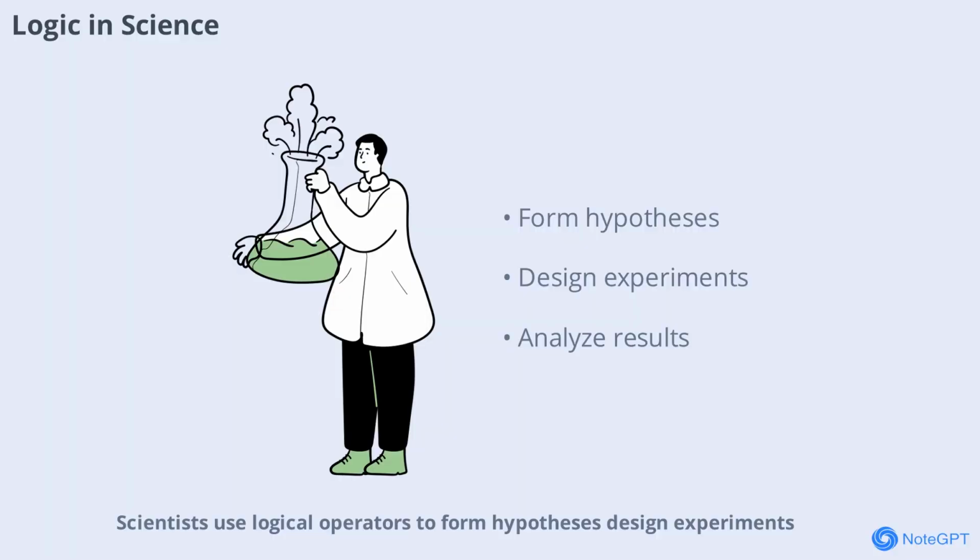Scientists use logical operators to form hypotheses, design experiments, and analyze results. For example, a scientist might say, "The reaction will occur if the temperature is high and the pressure is low." Logical operators help ensure that scientific reasoning is precise and conclusions are based on clear evidence.